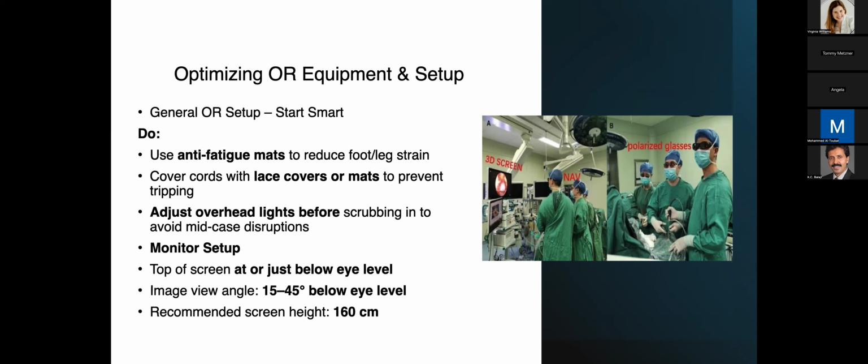Make sure before you start your case that the overhead lights are adjusted, because you don't want disruptions in the middle of your case. For the monitor setup, as we talked about, you want the screen at or just below eye level. Your field of view should be 15 to 45 degrees below. The recommended screen height is 160 centimeters, and I think it's 80 to 120 centimeters away from you, to decrease eye strain. You don't want it to be too far away.